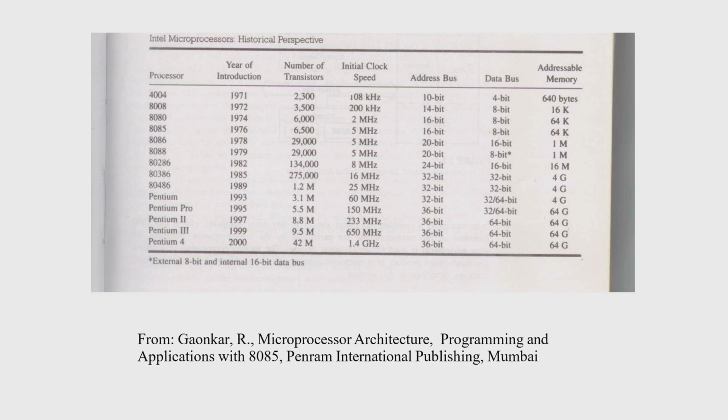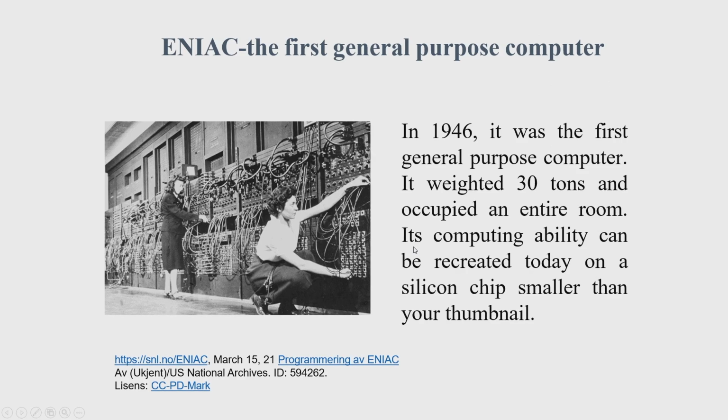Earlier it was the 4004, which had only 2300 transistors, but finally we got even the Pentium 4, which has 42 million transistors, and the clock speed, which was 108 kilohertz, has become 1.4 gigahertz. So these are the developments that have taken place. Even in 1946, ENIAC, the first general purpose computer, was made, which used a lot of vacuum tubes. But now the same type of thing can be obtained even in your mobile phone.